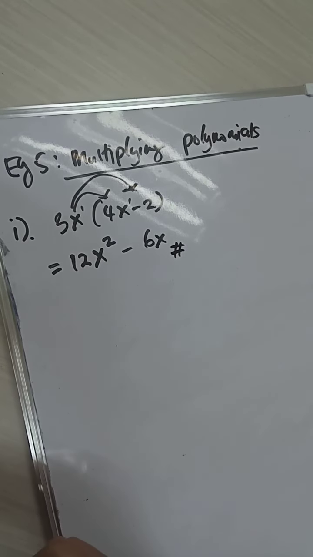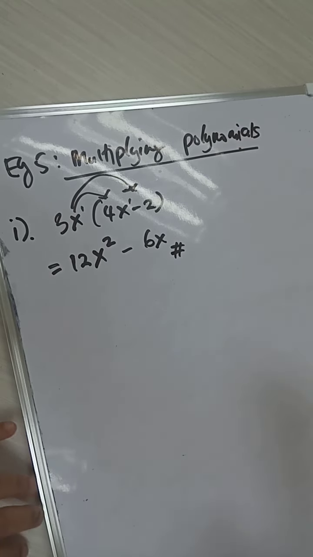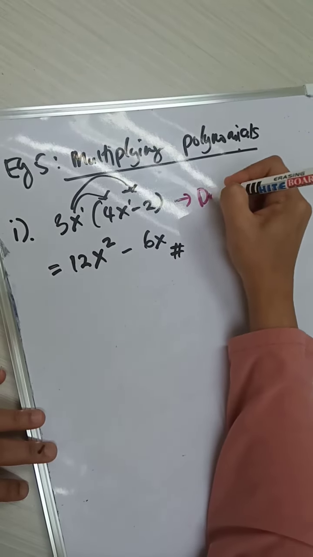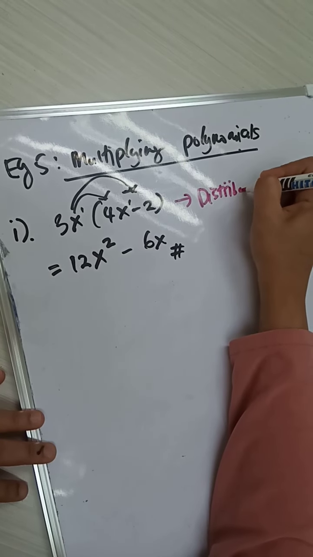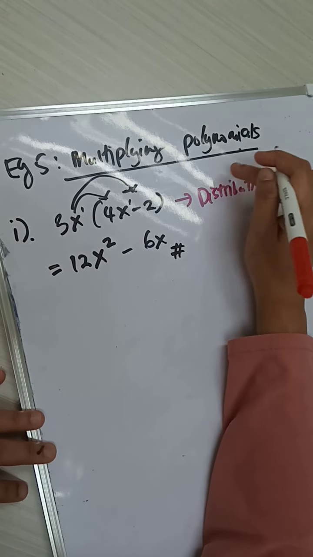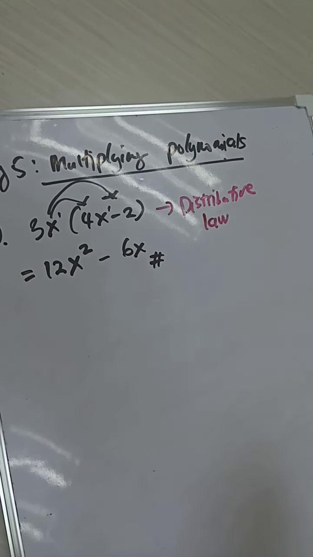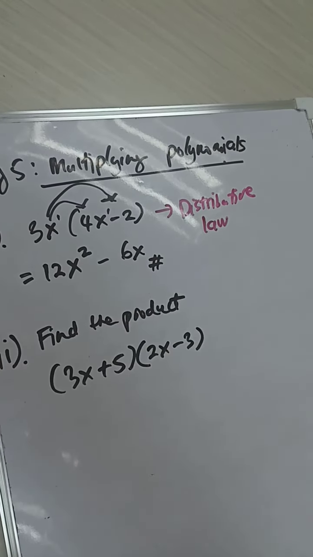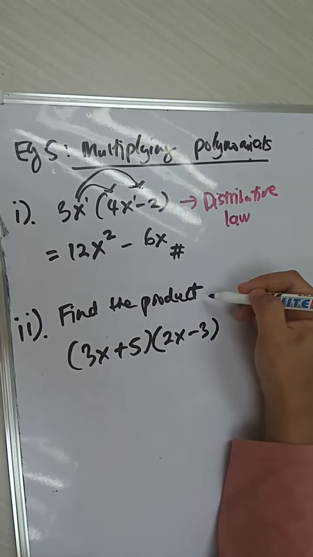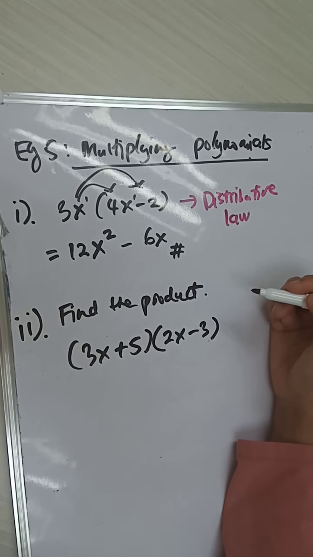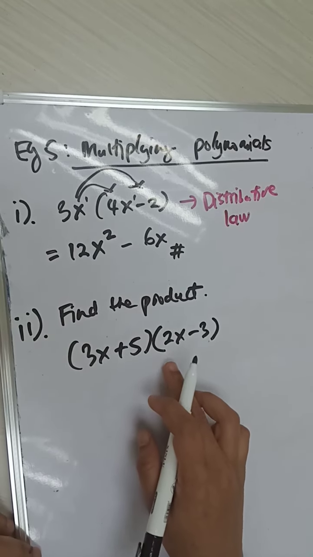And where we call this as distributive law. Distributive law. Okay, you can refer your book page 15. Okay, the law, number 1. Okay, the second example is, find the product. Okay, what is product? Product is not goods, but product in mathematics we call it as hasil darab. Okay, you have to find the multiplication of 3x plus 5 multiply 2x minus 3.